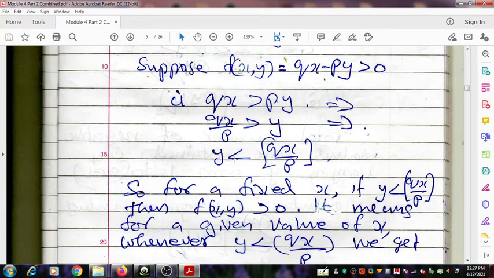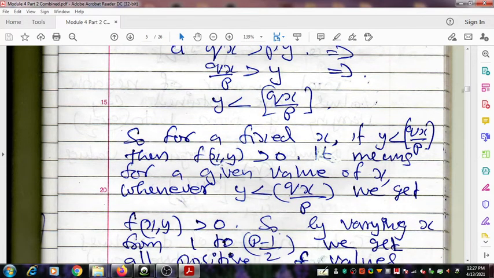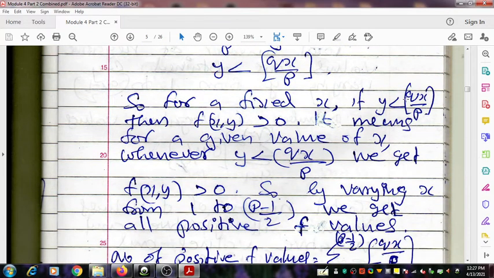Yeah, it's a mistake. Here you have to consider, because qx is greater than y, but here you have to consider y less than or equal to qx divided by p in square bracket. So for a fixed value of x, if y is less than or equal to qx by p, then we get y, f of xy greater than 0.